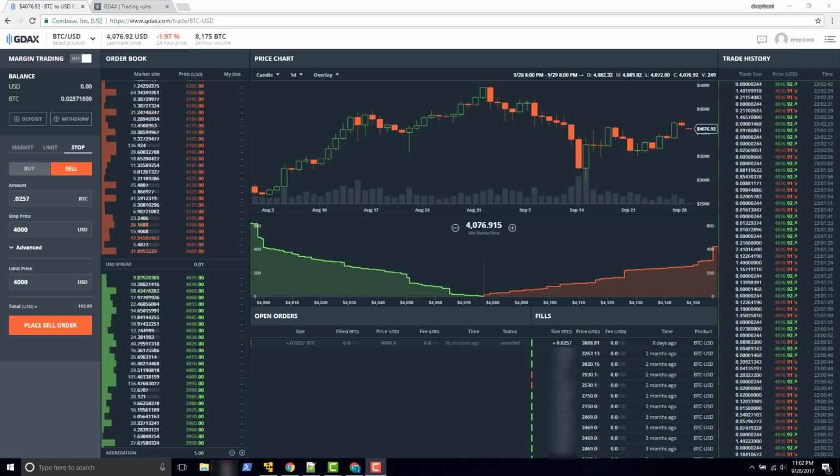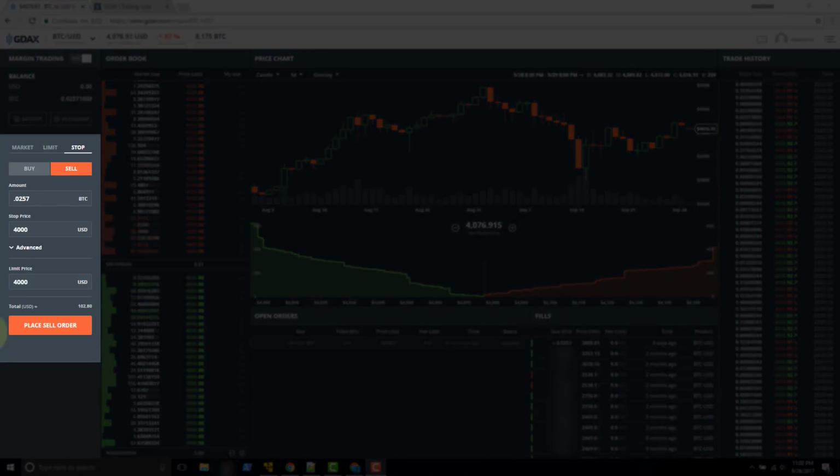So let's look at the order entry panel just on the left. We have a current price, just get rid of that, and we're going to fill all, and we have a stop price of 4,000. This is our trigger price. So when the last trade is at or below 4,000, an order is going to be created for us.